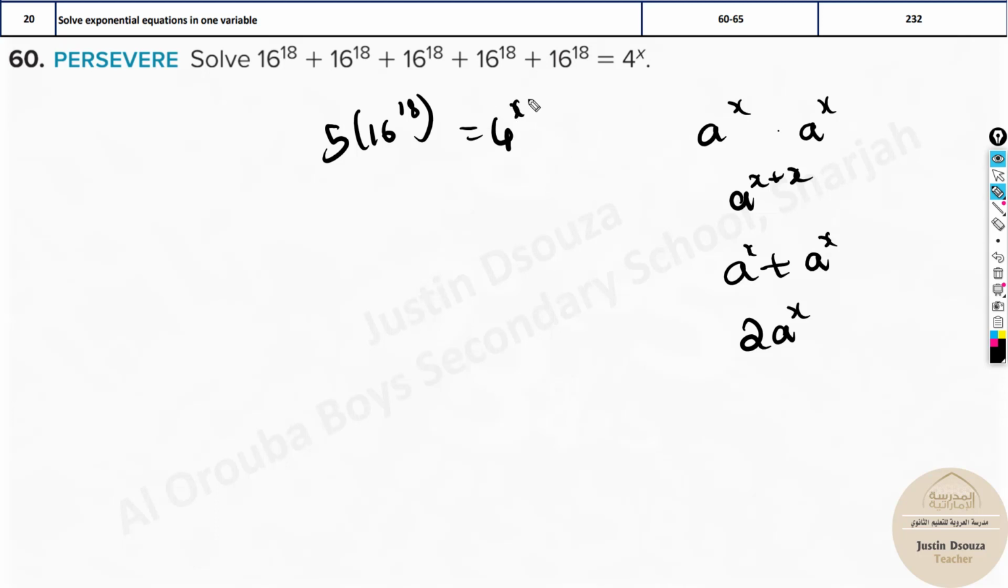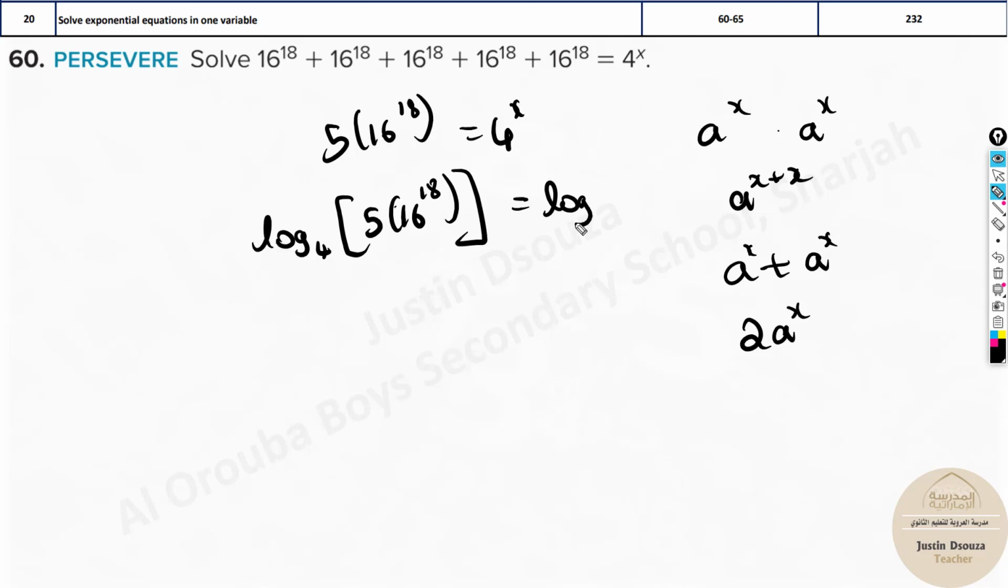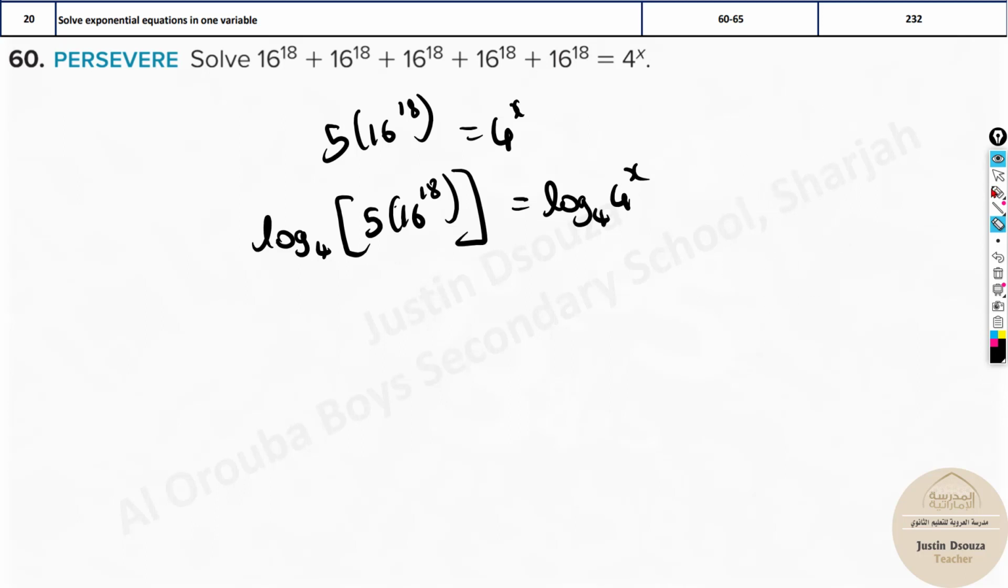What is the base of the exponential? See, this is exponential. X is there. The base is 4. Take log base 4 and whatever is the value here, 5 times 16 to the power 18, that is equal to log base 4 of 4 to the power x. Now you should just remember so much, because when you study log functions, you will learn a lot about this and you'll understand well. But as of now, just remember this.